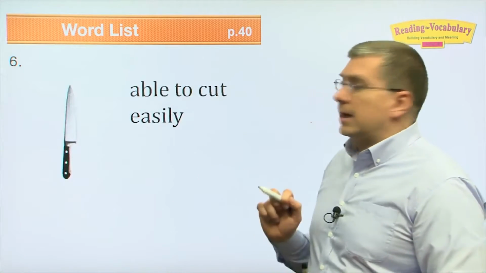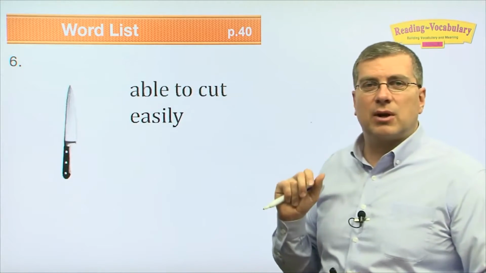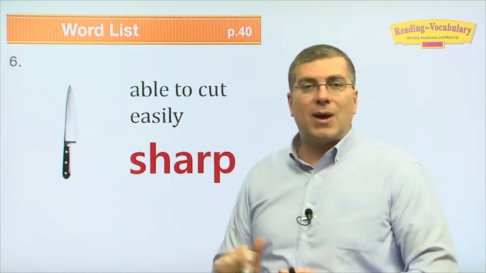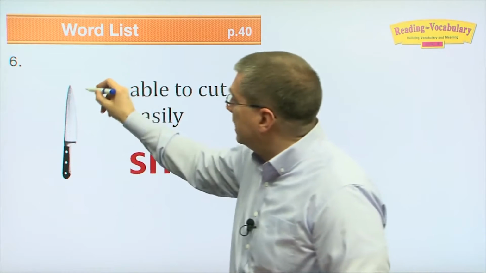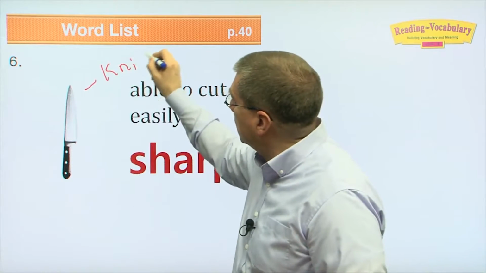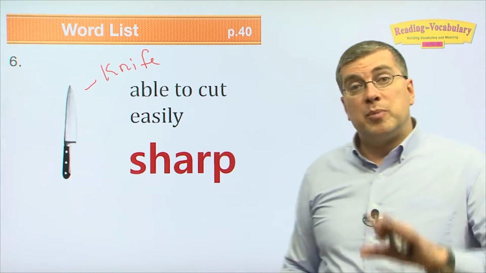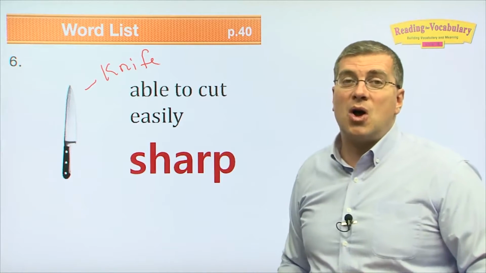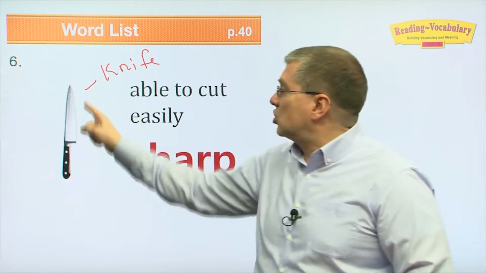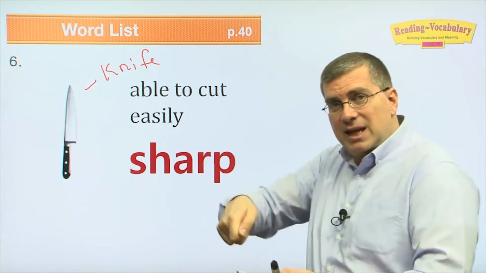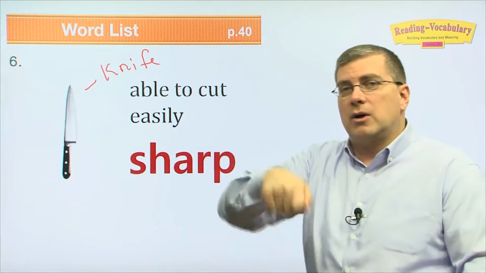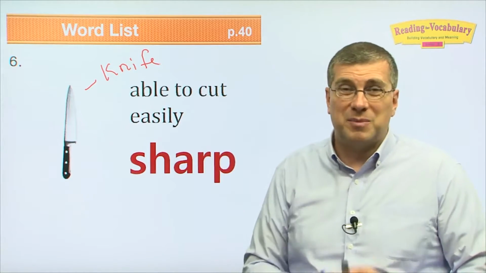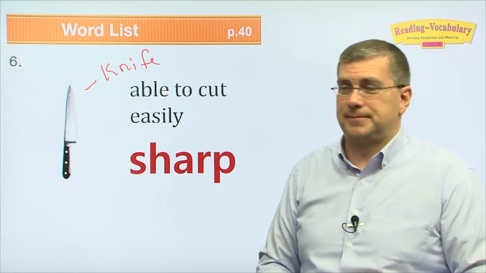Number 6, ooh, be careful. That could be very what? That could be very sharp, right? Able to cut easily. A knife is another type of tool. Be careful with many tools, right? Don't use them in the wrong way. A knife is very sharp. It's able to cut something easily. So if you cut tomatoes or meat, your knife should be sharp. Be careful with a sharp knife.